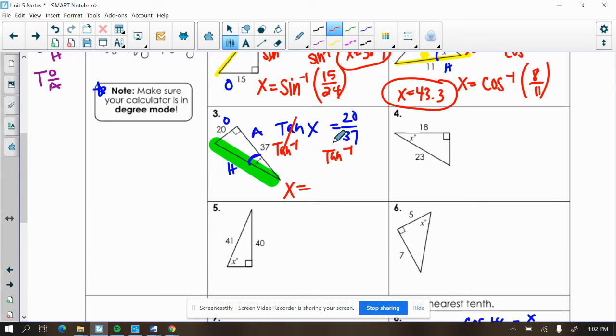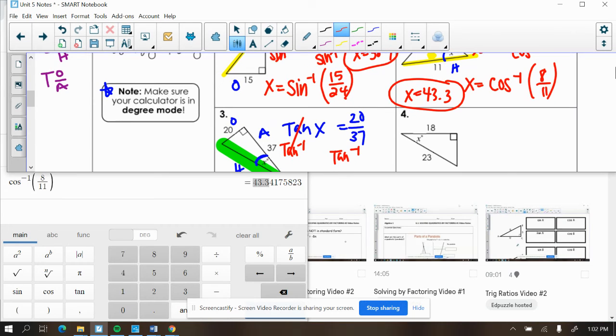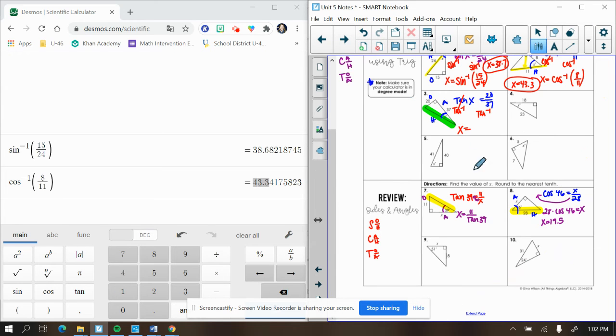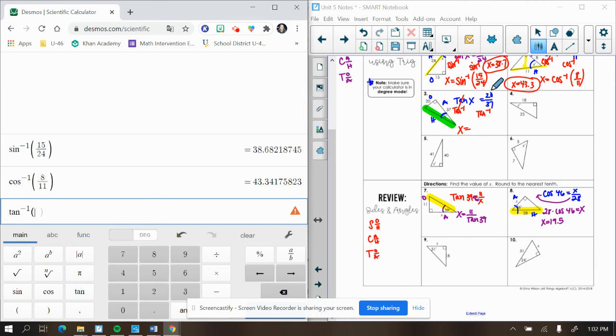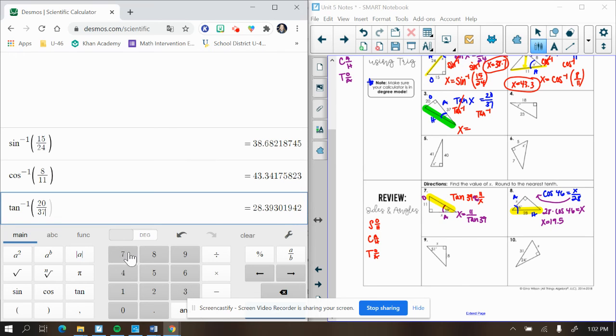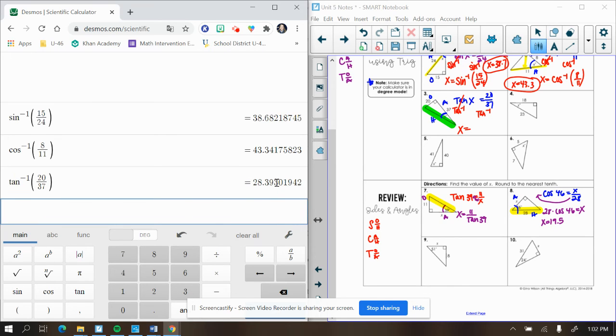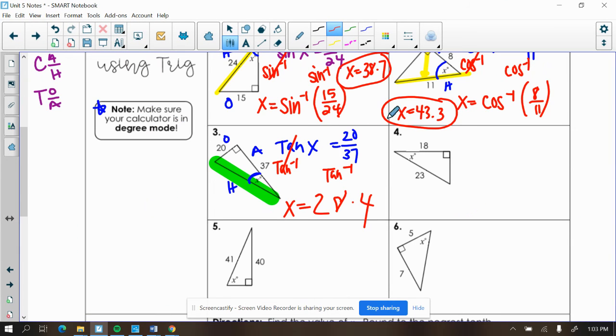X equals, now if you don't want to write this out and you're like, okay, I got this, I know that it's going to be the inverse, so I'm going to take the inverse function of tangent and put it over my fraction, which was 20 divided by 37. And we get 28.4. Oops, that was not written very nicely. Sometimes this thing is touchy. 28.4.